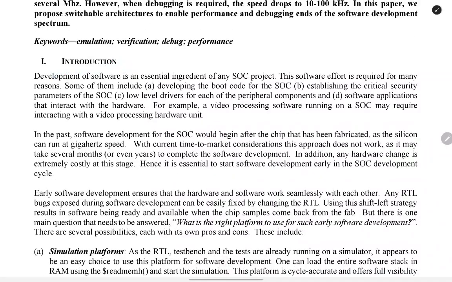Introduction. Development of the software is an essential ingredient of any SoC project. This software effort is required for many reasons. Some of them include developing boot code for the SoC, establishing the critical security parameters of the SoC, and low-level drivers for each of the peripheral components and software applications that interact with the hardware. For example, video processing software running on the SoC may require interacting with a video processing hardware unit.